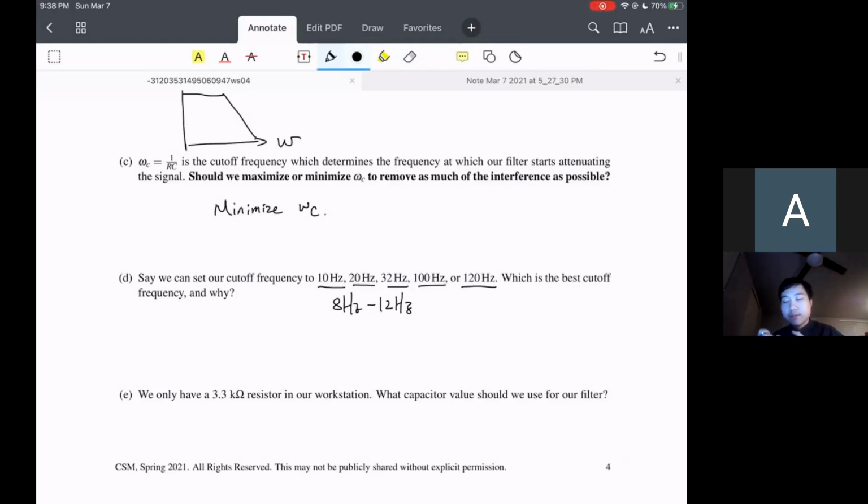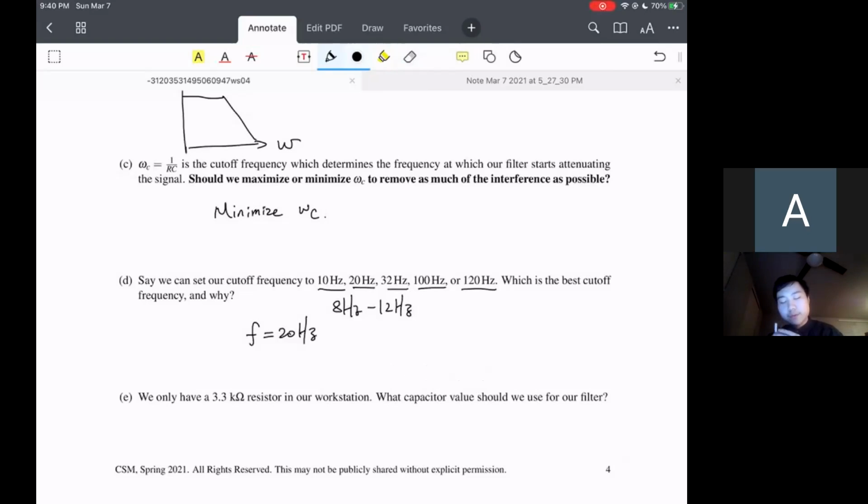So this is actually kind of self-contradicting. On the one hand, we want to remove as much of the interference as possible, meaning that we want to minimize the cutoff frequency. Whereas on the other hand, the frequency which we want the input to retain is within the range of 8 hertz to 12 hertz. So that means we should not be reducing omega C to such a level that these frequencies get attenuated as well. This is not something ideal, not something we want to see. And so the best cutoff frequency will then just be 20 hertz.